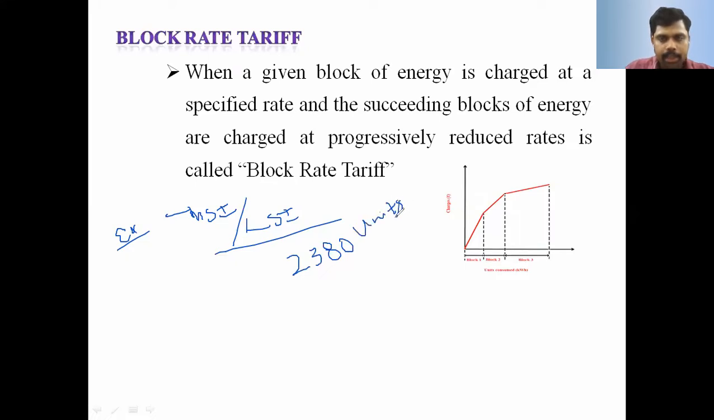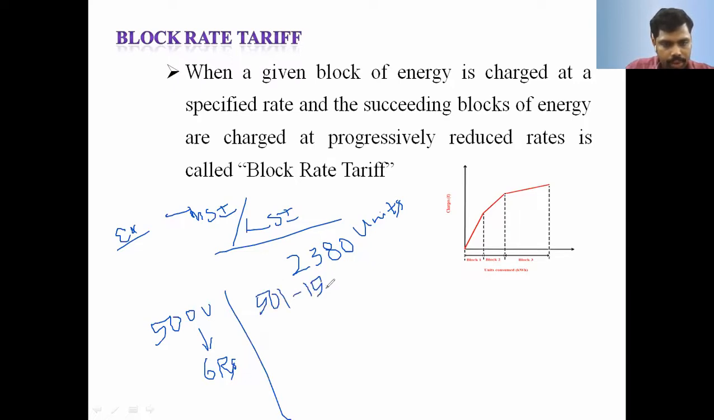Here they are split into different blocks. The first 500 units, they are charged 6 rupees. And 501 to 1500 units, they are charged 5 rupees 30 paise. This is given as an example.